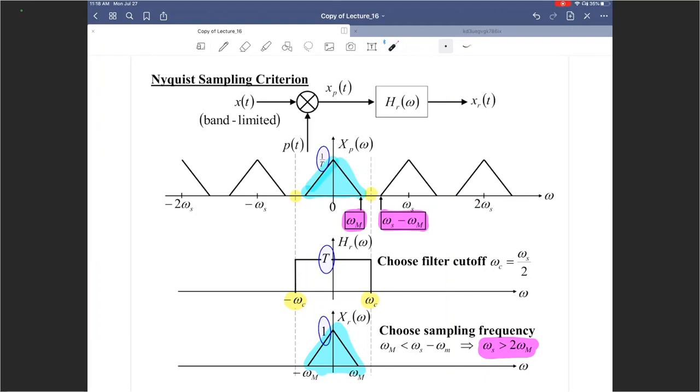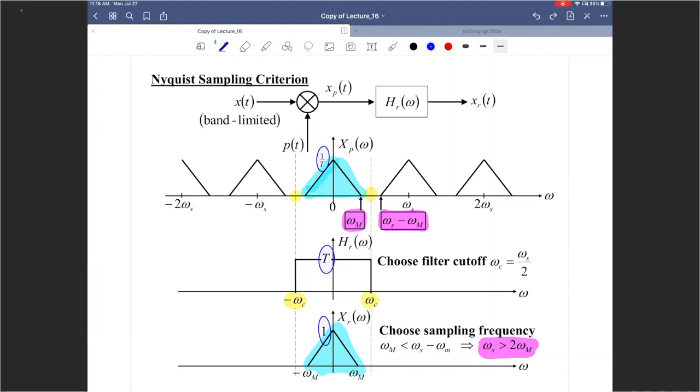And if I choose the sampling frequency such that omega s is greater than 2 omega m, I don't see any aliasing over here, right? There's no corruption in the higher frequency regions. All right, questions so far?